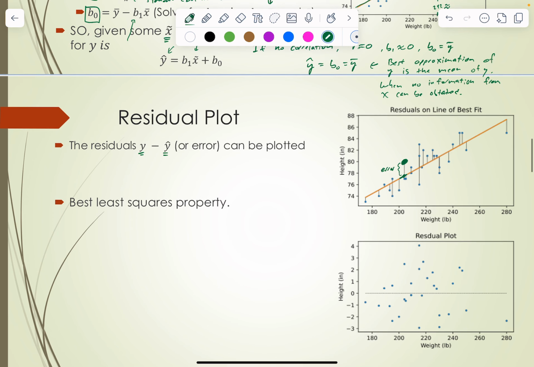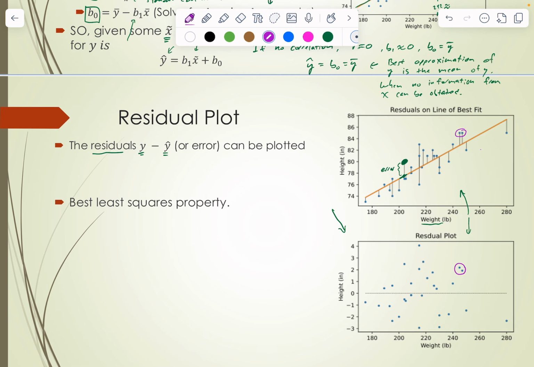We're always going to have some predictive error because our data is generally noisy or depends on things other than what the x value is. This error is also known as the residual. Residuals can be plotted. This plot is a plot of the residuals of our height and weight linear fit, our line of best fit. These 2 points correspond to these 2 points.